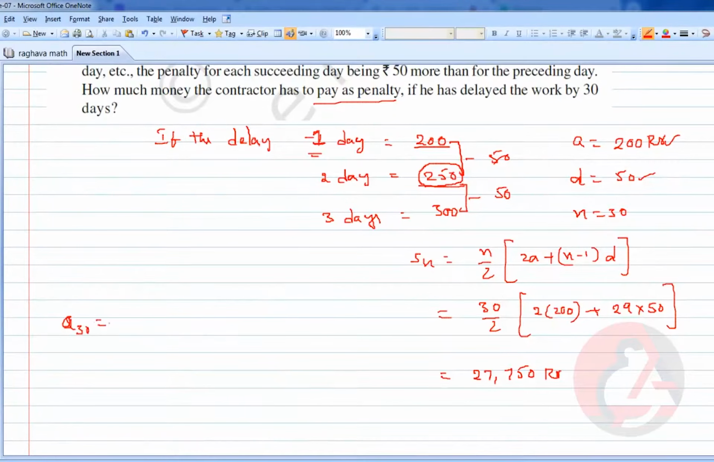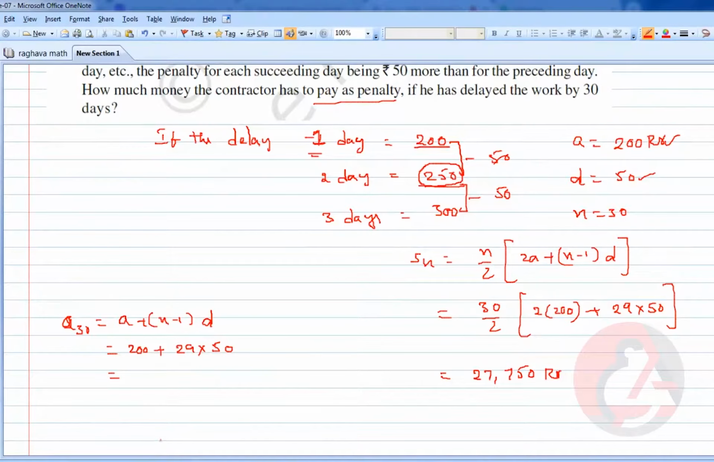That means the penalty on the 30th day. A30 will be equal to A plus n minus 1 into D, that will be 200 plus 29 into 50. 3,150 is coming. That is only for the 30th day. But I want the total for 30 days, how much you have to pay.